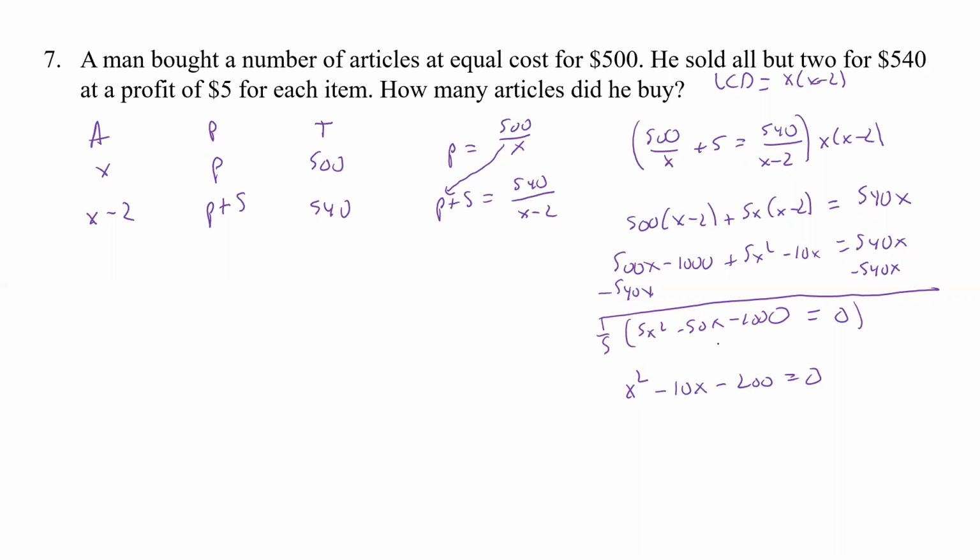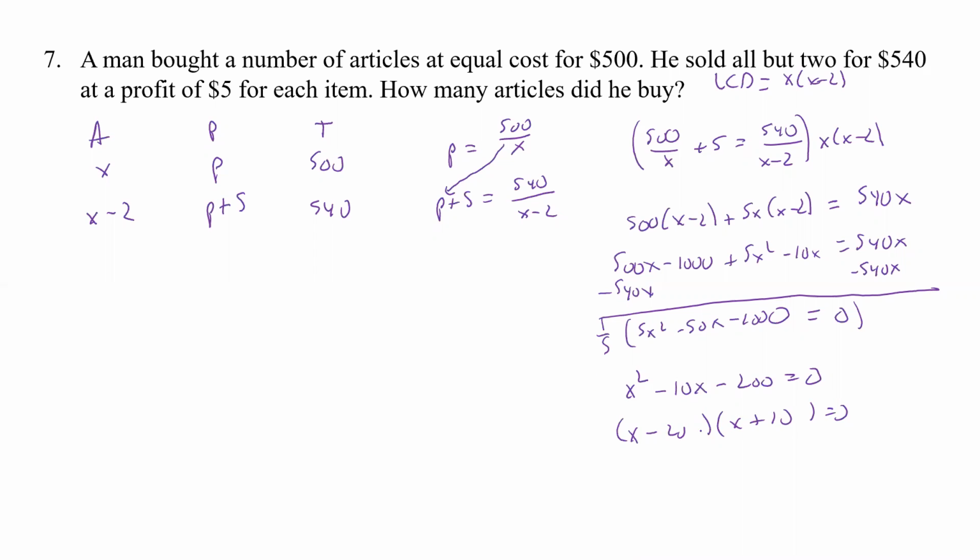Now 200, I'm going to take 10 and 20. Oh, that works. So x minus 20 and x plus 10, because 20 minus 10 is 10, and 20 times 10 is 200. So I start usually with ones that are really simple as far as I can figure out, and then I just go from there like you've been seeing.